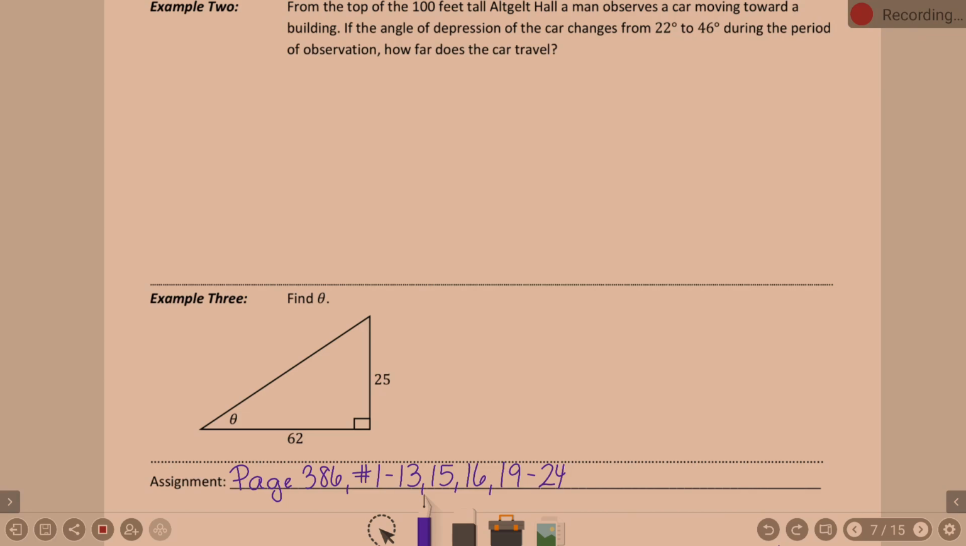Okay, example 2. From the top of the 100-foot tall Altgett Hall, a man observes a car moving toward a building. If the angle of depression of the car changes from 22 degrees to 46 degrees during the period of observation, how far does the car travel? Okay. Now, this was a little more complicated, yes?